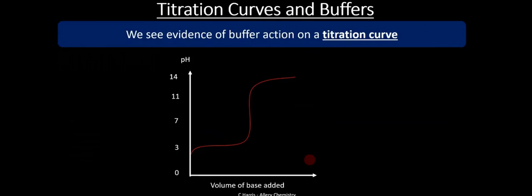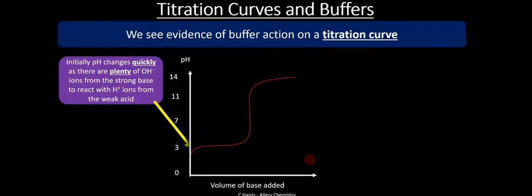Now let's talk about titration curves and buffers. When you are carrying out a titration, there is a stage where a buffer is created. So let's look at this. Initially, in this case we're adding a base to an acid. There are plenty of OH minus ions from the strong base that react with the H plus ions from the weak acid. So this is a strong base weak acid titration.